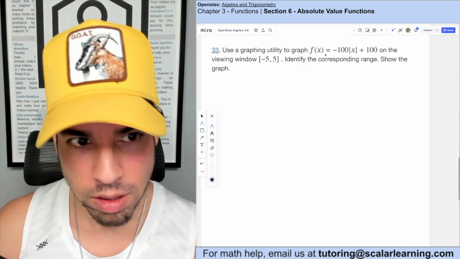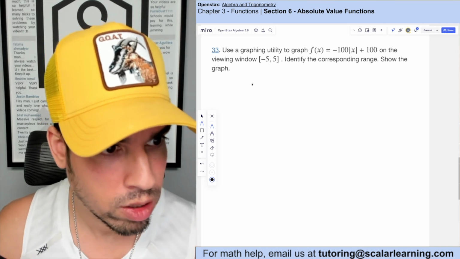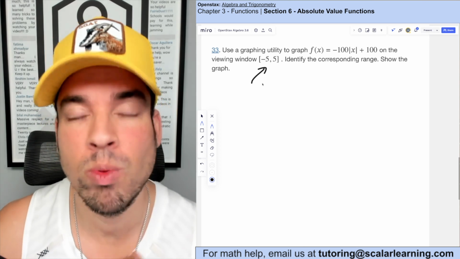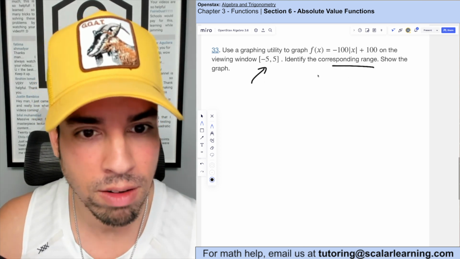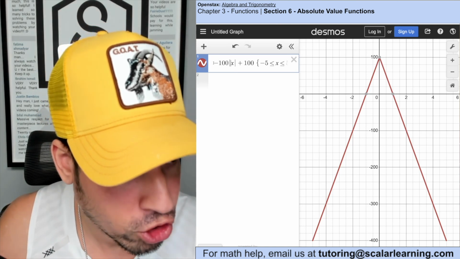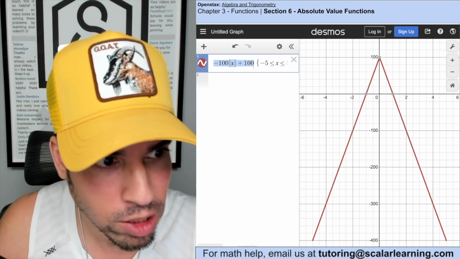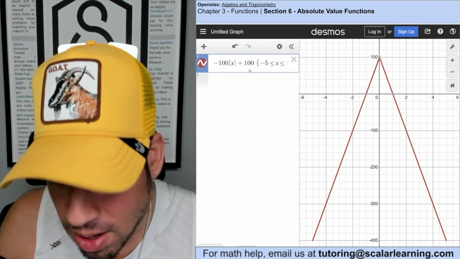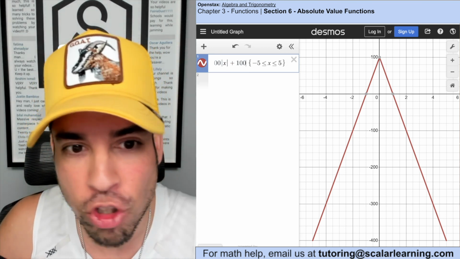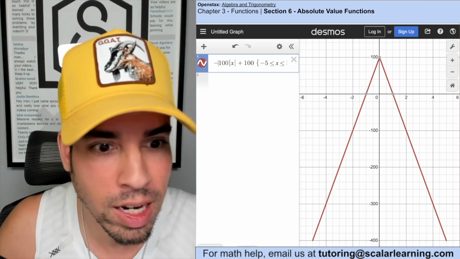Use a graphing utility to graph f of x on the viewing window negative 5 to 5. And those are x values, right? It's really a domain. So we're going to use Desmos, and then we're going to identify the range. So what I've done in Desmos is I've put in the function here, negative 100 absolute value of x plus 100. And then I specified the domain to go from negative 5 to 5. So it's only showing the graph for those x values.